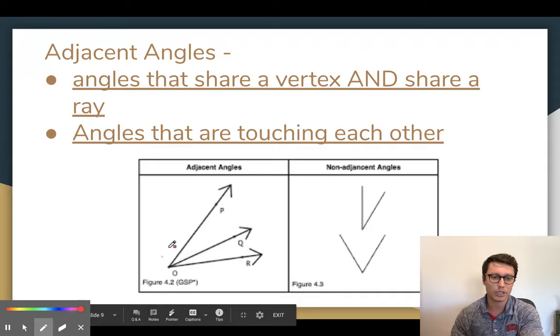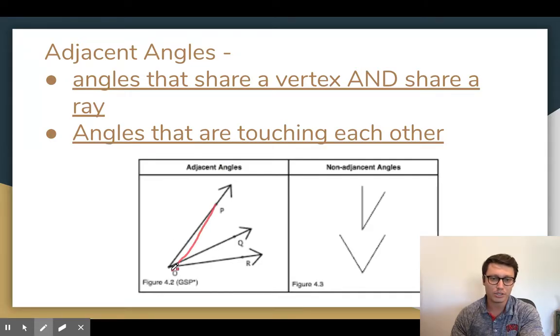If we look, angle POQ, not 0, also terrible drawing, straight lines, right? Angle POQ, and if I change colors, angle QOR, right? They are touching each other. They both share the vertex O, and they both share a ray, OQ. Right? They are touching each other.